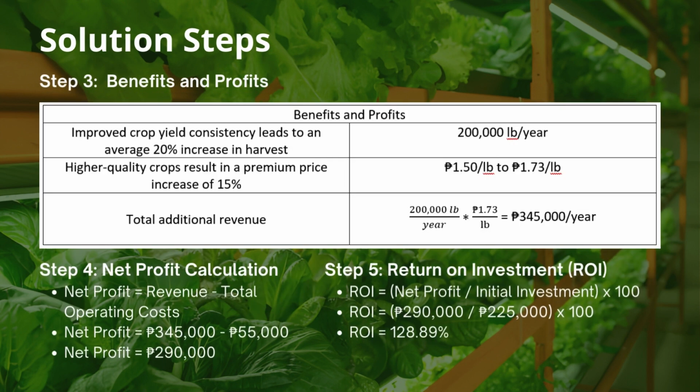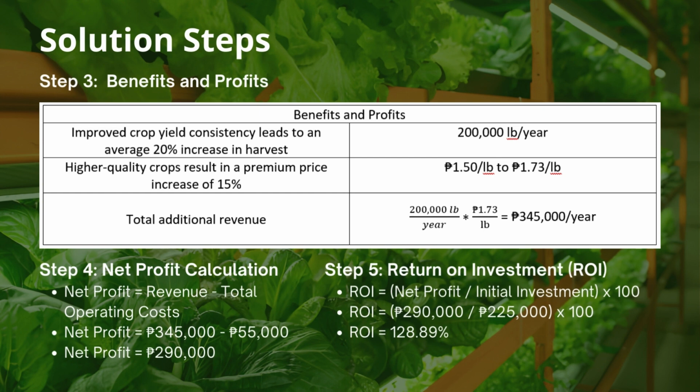Step 3 is benefits and profits. Improved crop yield consistency leads to an average 20% increase in harvest. The resulting harvest is 200,000 pounds per year. Higher quality crops also result in a premium price increase of 15%. The price increases from 1.50 pesos per pound to 1.73 pesos per pound. The total additional revenue can be solved by multiplying 200,000 pounds per year by 1.73 pesos per pound, which equals 345,000 pesos per year.